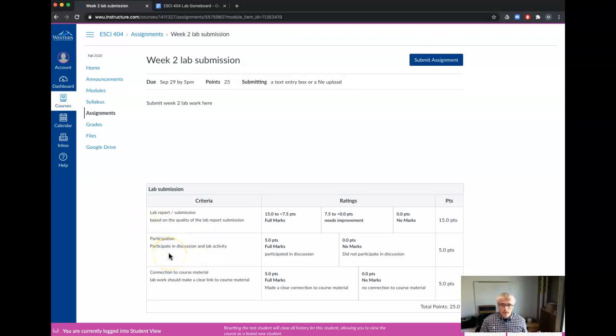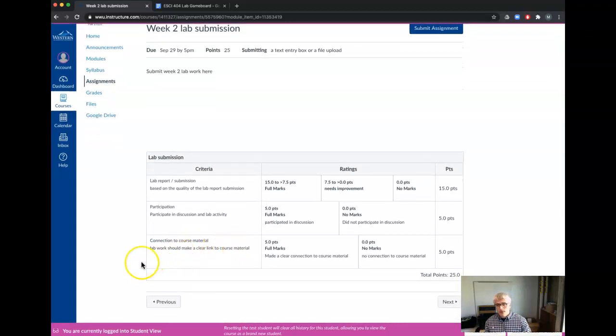Participation: did you participate in a discussion and lab activity? If you participated, you get 5 points. If you didn't, you get 0 points. Connection to course material: in your lab report, try to bring it back to something else. This is similar to the first chapter of Keeping It Living. If you made some connection to other material in the class, it's 5 points. If there's no connection, it's 0 points.